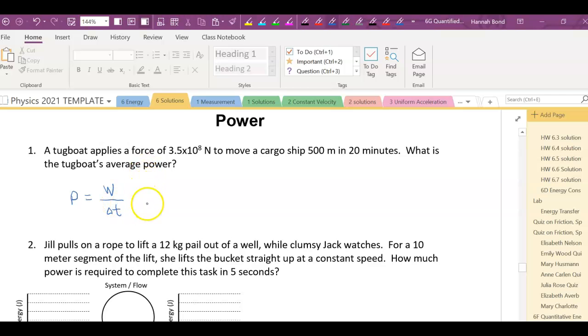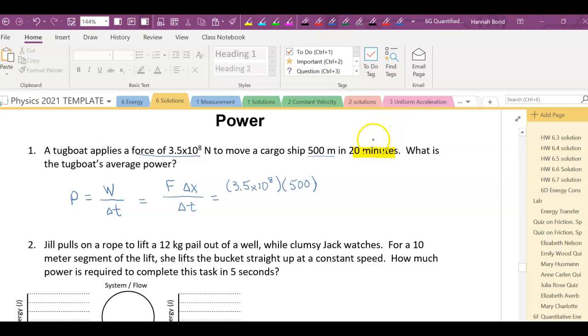In this particular case, they're giving me a force and the displacement, and so I'm going to calculate the work as the force times the delta x. And so the work is 3.5 times 10 to the 8th newtons multiplied by the displacement of 500 meters. Now I've got an issue here. They gave me the time in minutes, and you know the standard unit for time is seconds. So I know that every minute has 60 seconds in it.